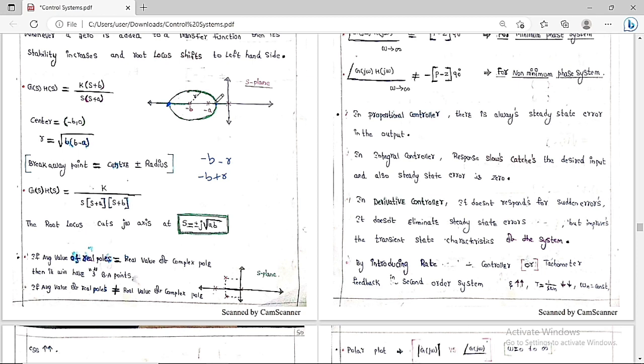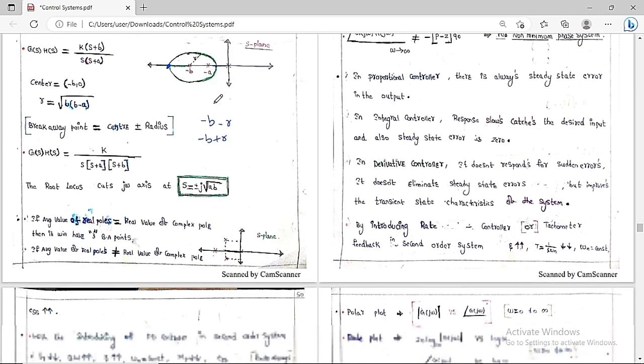So finally I can say if the open loop transfer function in the format G of s H of s is equal to k into s plus b by s into s plus a, then if you draw the root locus, we get a root locus in a circle shape, with a center of minus b comma 0, and the radius of this root locus is root over b into b minus a. The breakaway points are center plus or minus radius, meaning minus b minus r gives this point, minus b plus r gives this point. So these are the breakaway points.